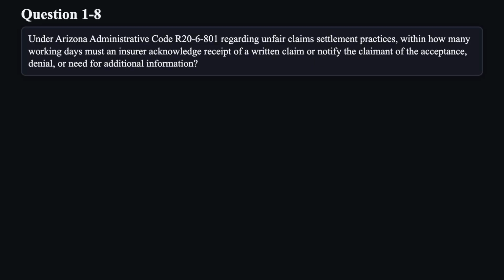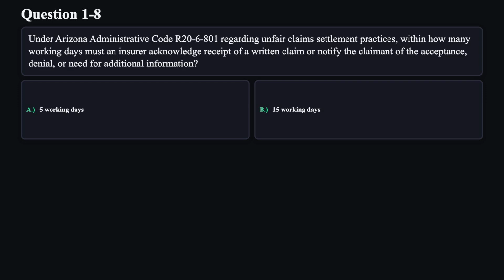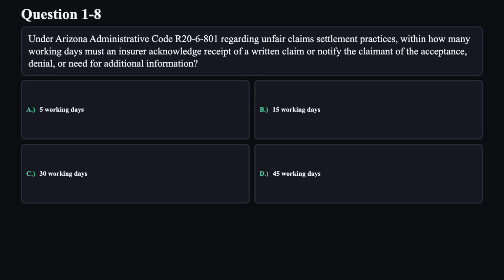Question 8. Under Arizona Administrative Code R20-6-801 regarding unfair claim settlement practices, within how many working days must an insurer acknowledge receipt of a written claim or notify the claimant of the acceptance, denial, or need for additional information? A. 5 working days. B. 15 working days. C. 30 working days. D. 45 working days.